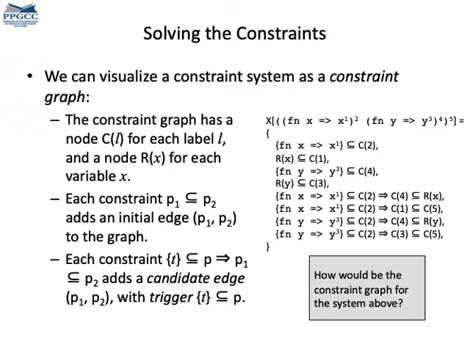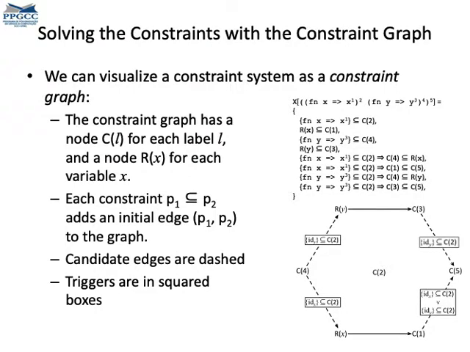Conditional constraints add edges to the graph. If P is in Q, then we have an edge from P to Q. Conditional constraints add what we call candidate edges. These are edges that will become real once the condition is met.